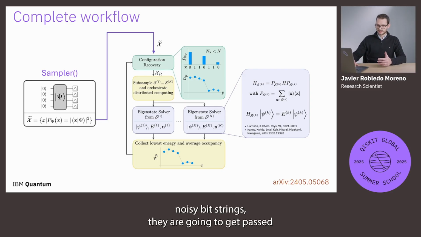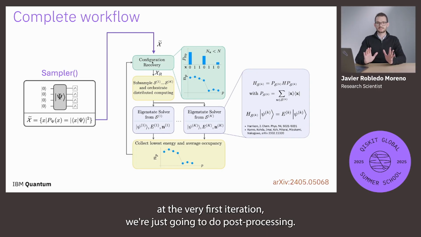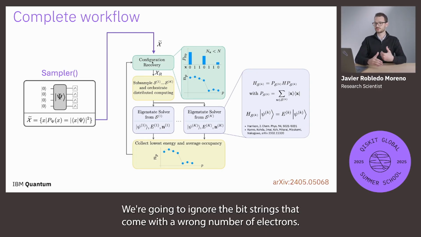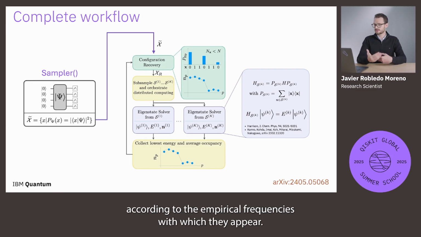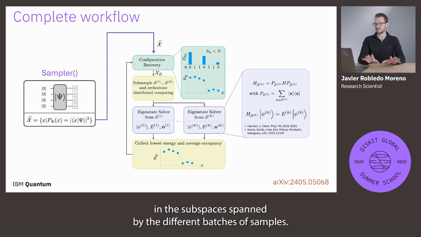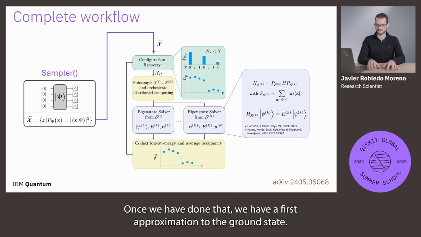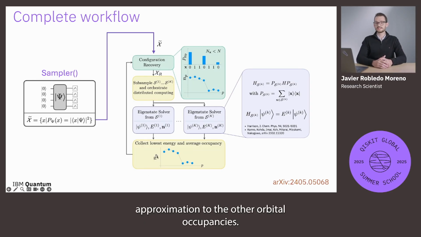Now, the set of noisy bit strings is going to get passed into the classical post-processing part of the algorithm, where at the very first iteration, we're just going to do post-processing. We're going to ignore the bit strings that come with the wrong number of electrons. We're going to do some bootstrapping. We're going to subsample them according to the empirical frequencies with which they appear. And we are going to run this projection and diagonalization in the subspaces spanned by the different batches of samples. Once we have done that, we have a first approximation to the ground state, and therefore we can compute a first approximation to the average orbital occupancies.